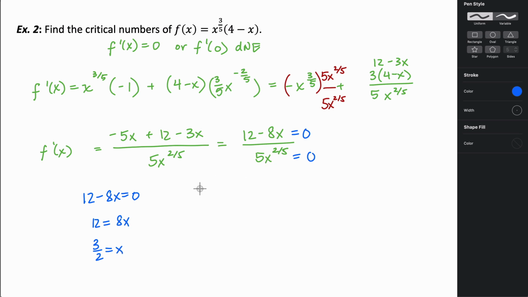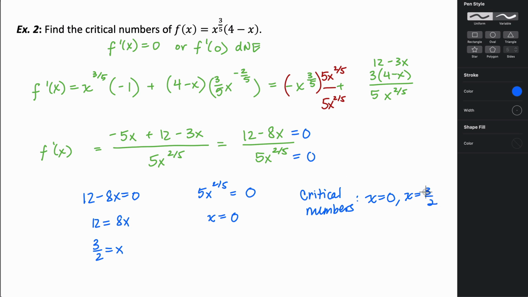And then setting the denominator equal to 0, 5x to the 2/5. This is going to give me when my function is undefined, but it's also going to represent a critical number. And if we divide by 5 and raise to the 5/2 power, that's going to be when x is equal to 0. So this is 0 when x is 0. So our two critical numbers are x equals 0 and x equals 3/2.